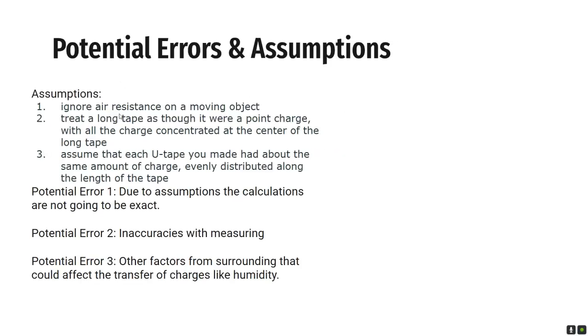So the assumptions: we had to ignore air resistance, and we had to treat the tape as a point charge and assume that the charge was evenly distributed, to make the coding and the formulas cleaner and less complicated. The potential errors are, obviously, that due to the assumptions, the calculations are not going to be exactly where the experiment is. There are inaccuracies with measuring, because we could not set the ruler right on top of the tape since it would mess with the charge, so we could have read the measurements wrong. And other factors like the surrounding air, such as humidity, could affect the transfer of charges.